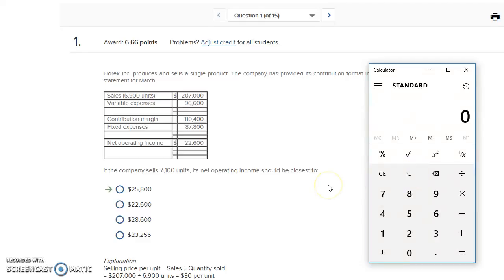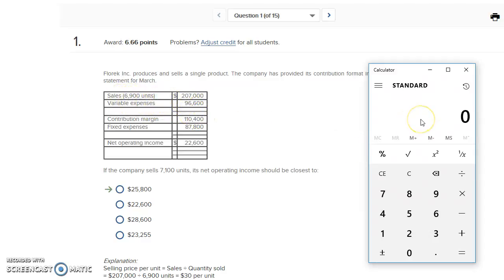Okay, so this is the Chapter 5 test. So again, wanted to go over the test with you. If your numbers are a little different, the process is exactly the same. So this is what we're going to do for the first one. Tells you how many units you sold.